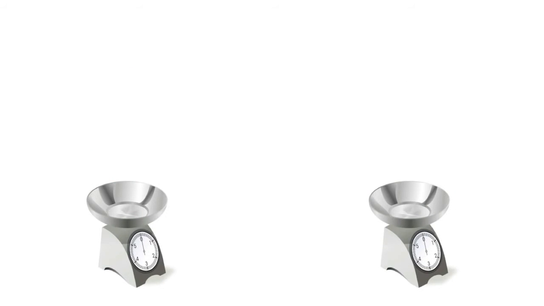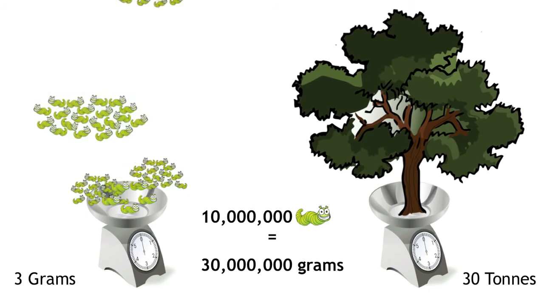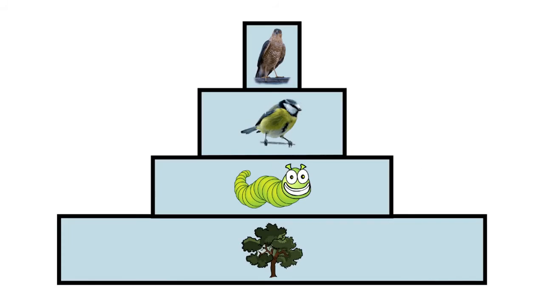Think about it this way. One caterpillar weighs about 3 grams, one oak tree weighs about 30 tons, which is 30 million grams. So that's 10 million caterpillars to equal the mass of one oak tree. Because of this, the bar for the oak tree will be much wider than the bar for the caterpillars, even though there are far more caterpillars and maybe only one oak tree in the ecosystem.